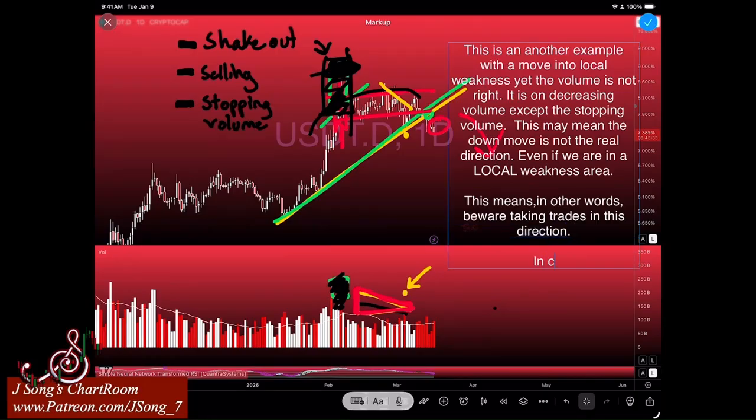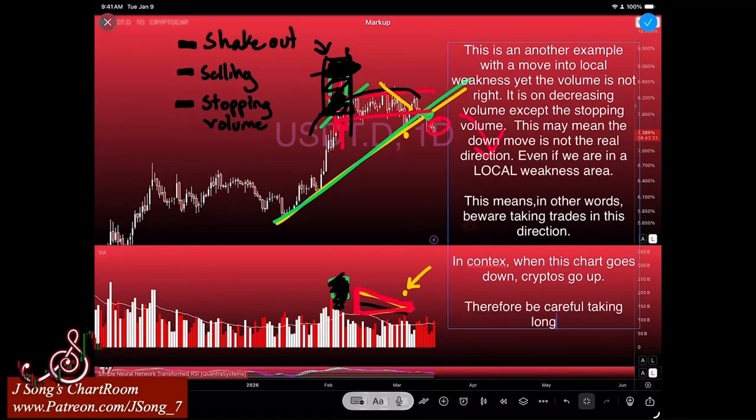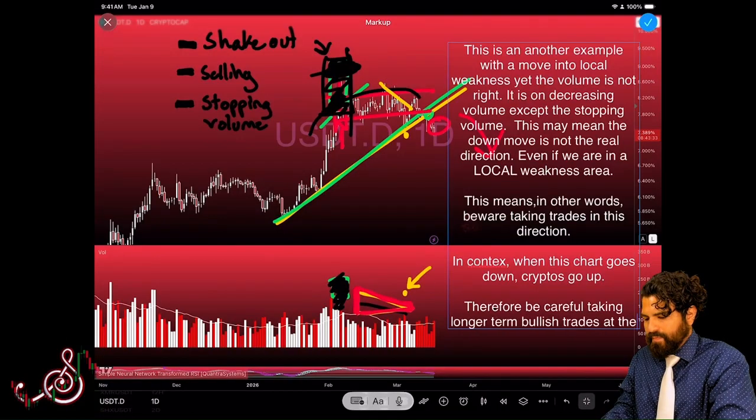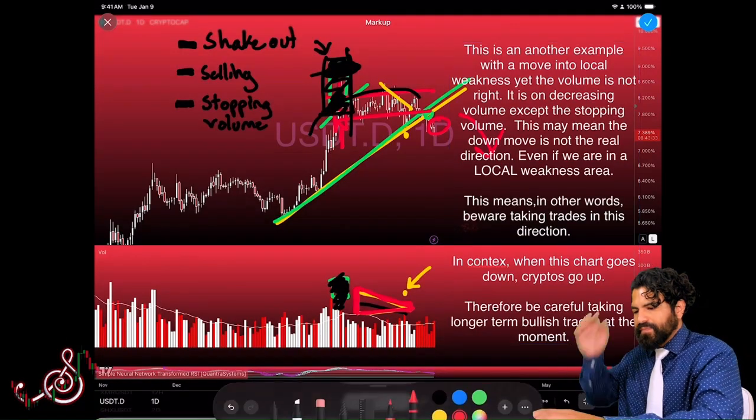In context, when this chart goes down, cryptos go up. Therefore, be careful taking longer term bullish trades. Okay, at the moment. Okay, does that make sense?